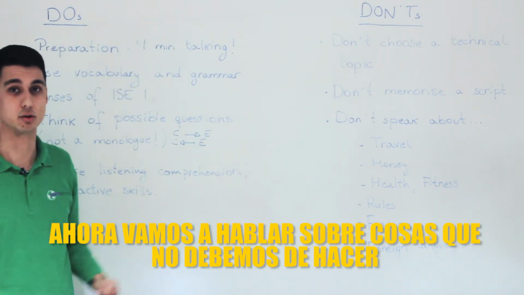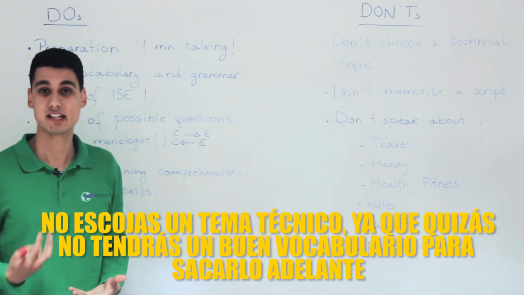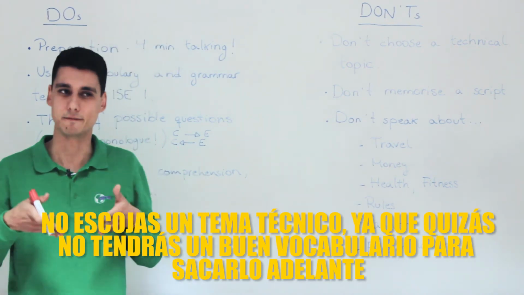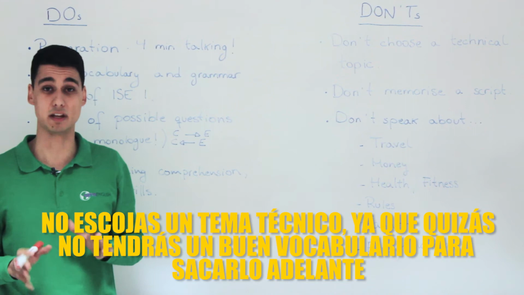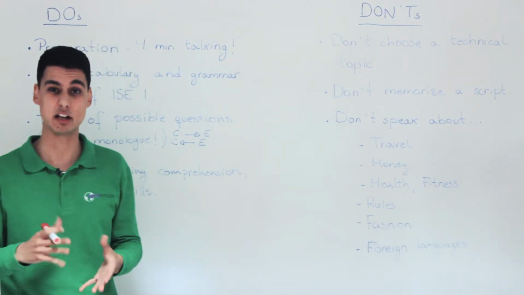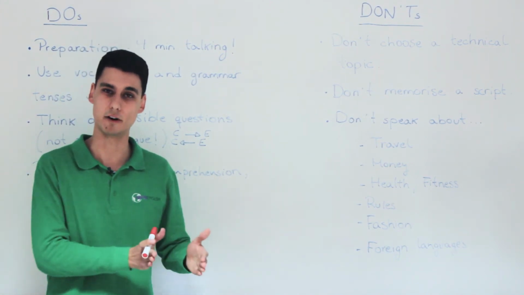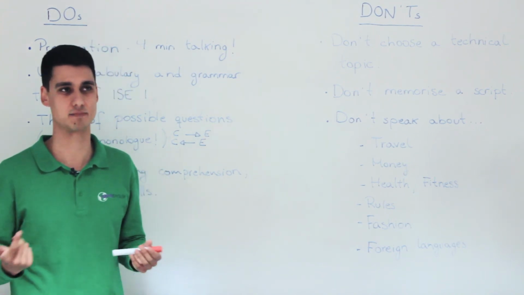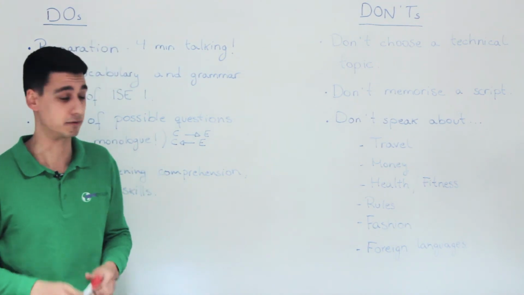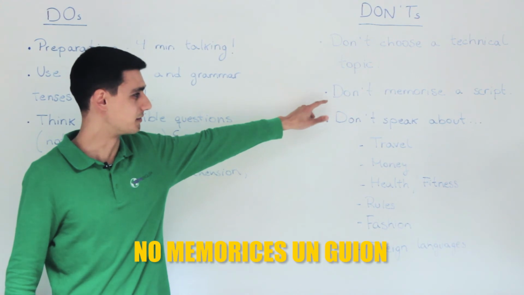Now I'm going to talk about don'ts, okay? Things that you cannot do in the exam. Don't choose a technical topic. Some students come and they want to talk about very, very technical and very specific topics. Please don't, because you don't know as much vocabulary yet and you might get confused in the middle of your conversation, so we don't want that to happen. So please try to avoid those technical topics such as, I don't know, engineering and things which are very advanced level. This is very important and something that you need to remember very well.